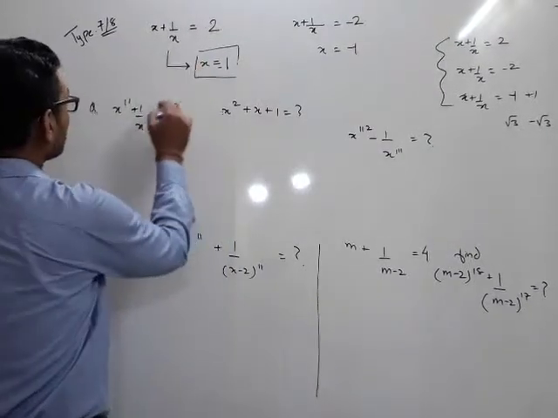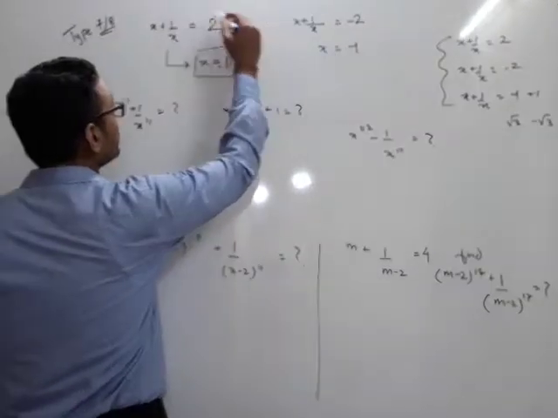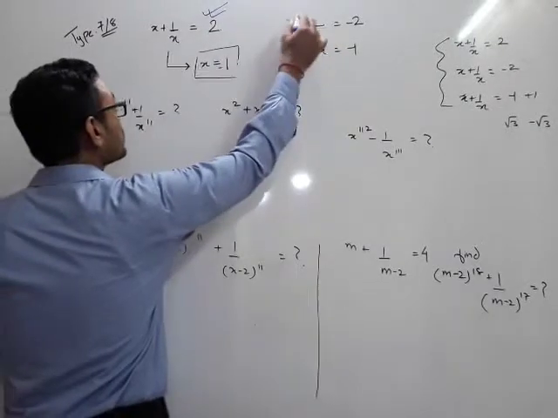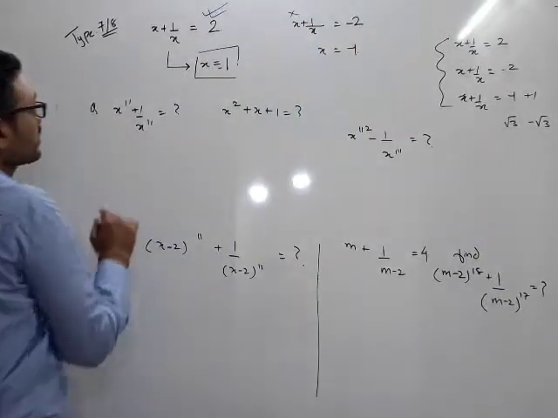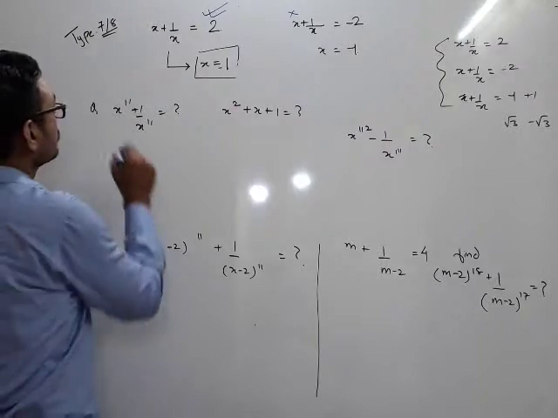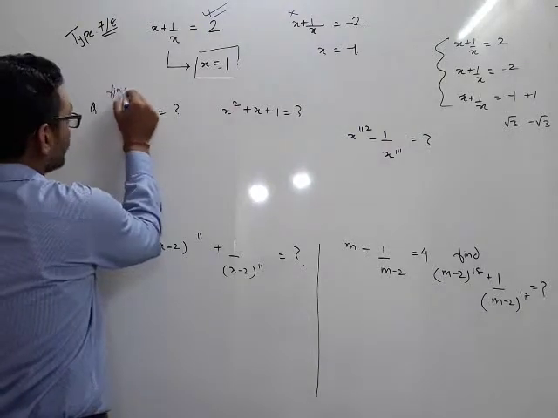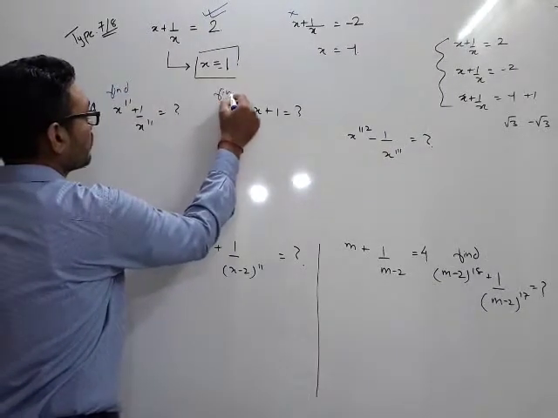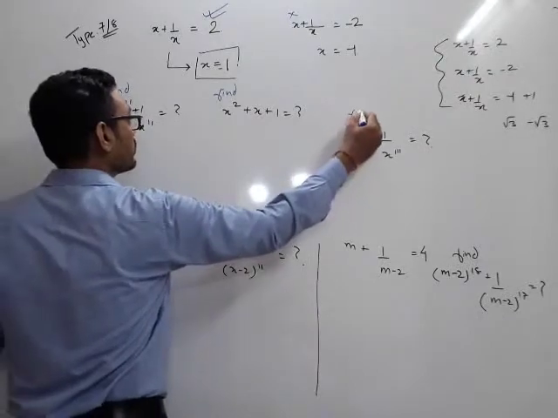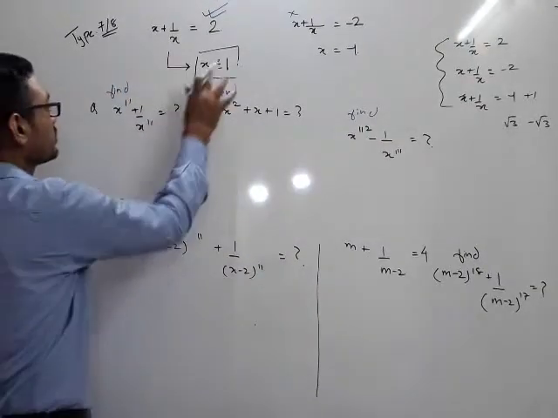As we know, x plus 1 by x is 2. This is when x plus 1 by x is given as 2, then find. The question will be asked like this. So we know that x is equal to 1.